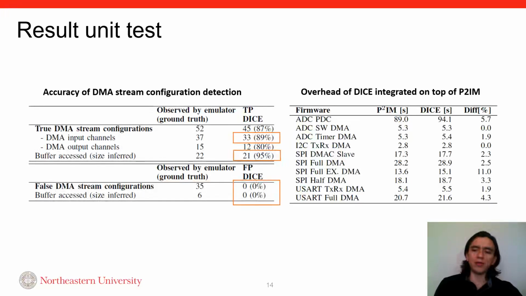The overhead of DICE is reasonably low. On average, it adds 3.9% to the execution time of the P2IM firmware analyzer, and in the worst case, the overhead is 11%.